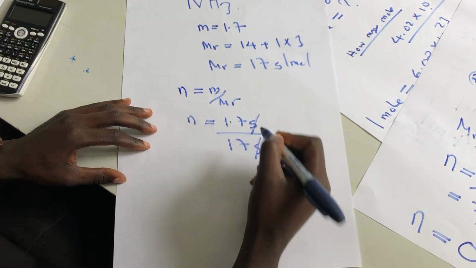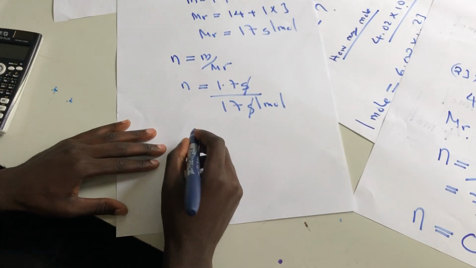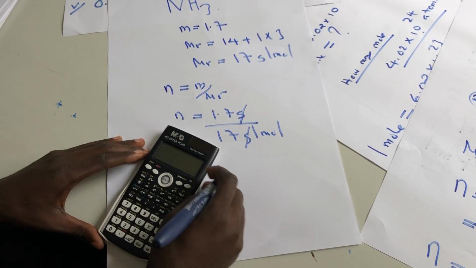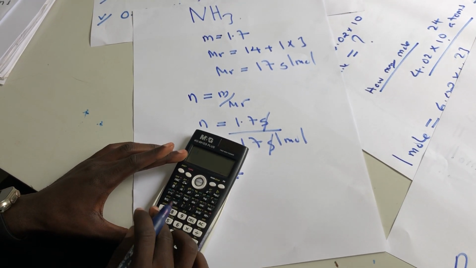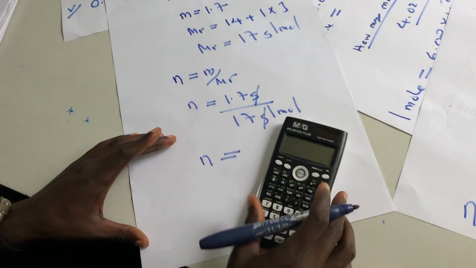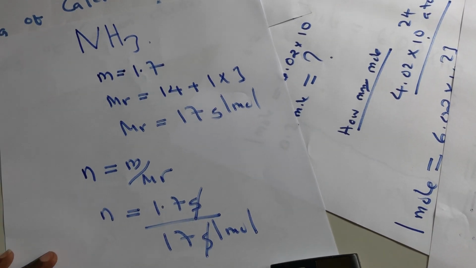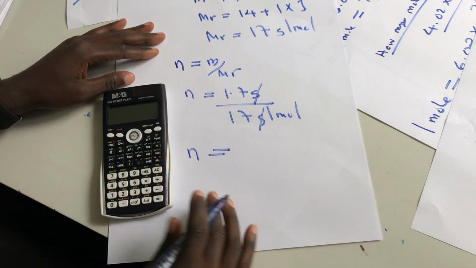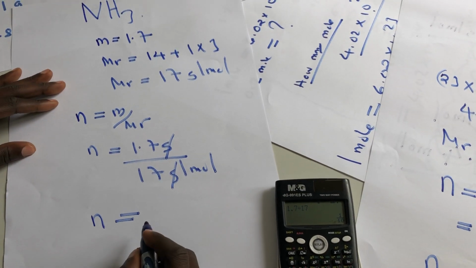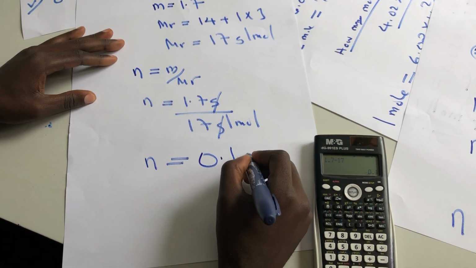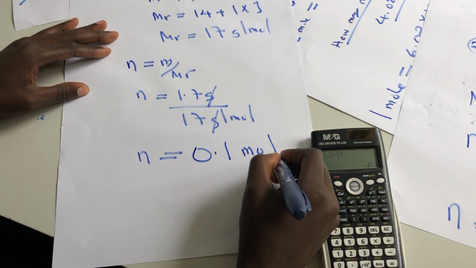So gram and gram cancel out. So you'll find number of moles equals 1.7 divided by 17. And then you get 0.1 mole.